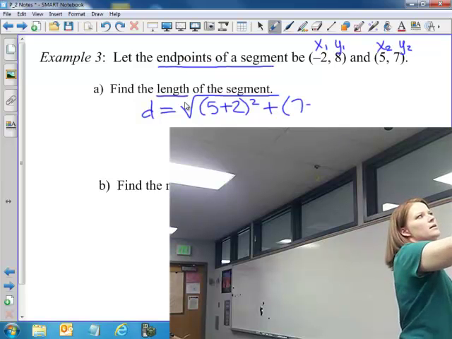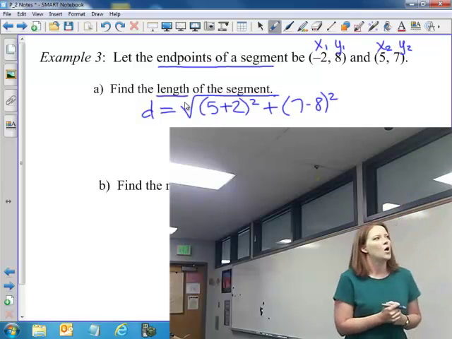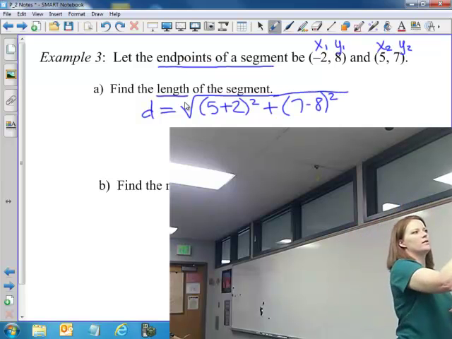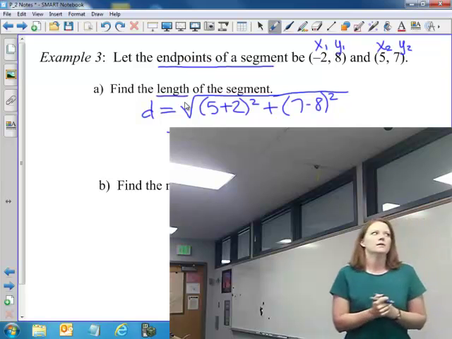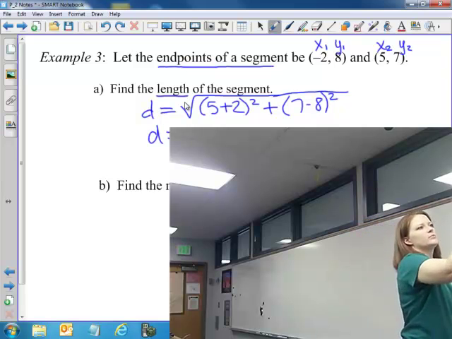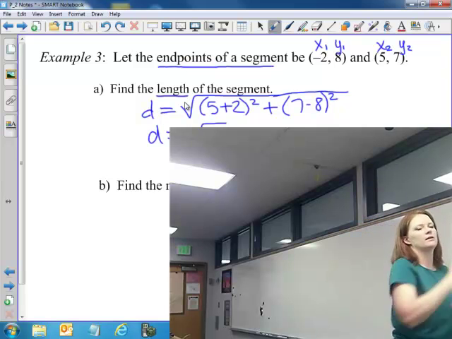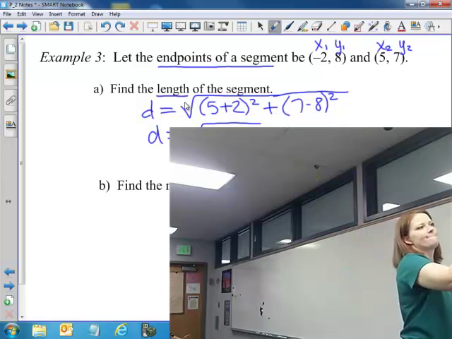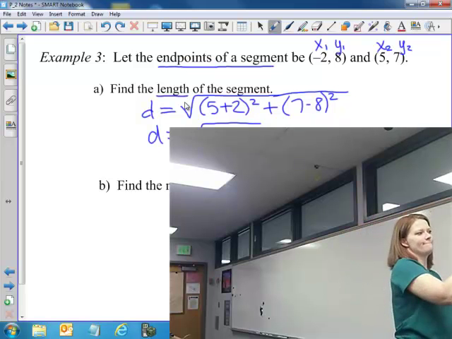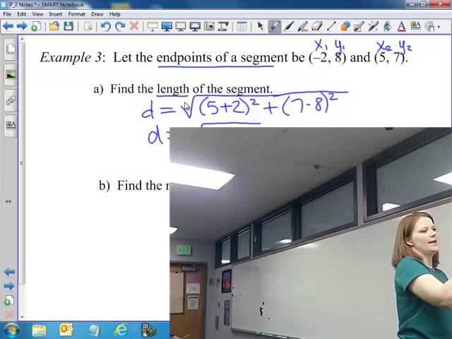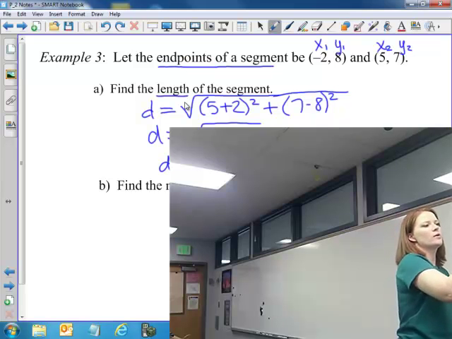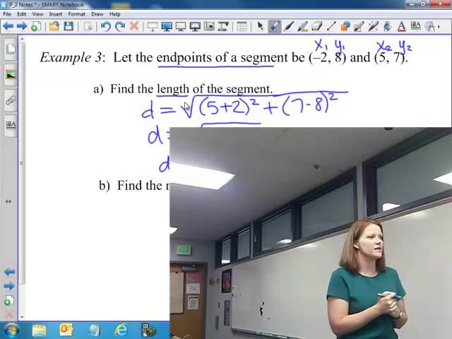And then the y values would be 7 minus 8 squared. Make sure that square root sign goes all the way across. And then it's just simple arithmetic. Well, 5 plus 2 is 7, and 7 squared is 49. Yes, it is. Please start to do some mental arithmetic. 7 minus 8 is -1, but when you square it, you get a positive 1. You will not get negative numbers when you square these things. Never. Please. So we get the square root of 50.